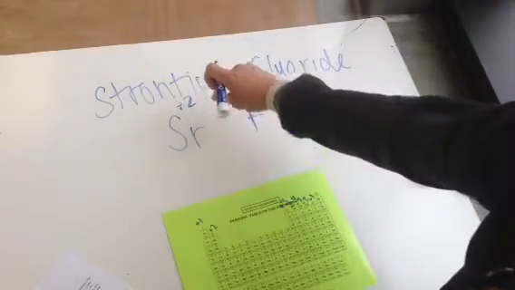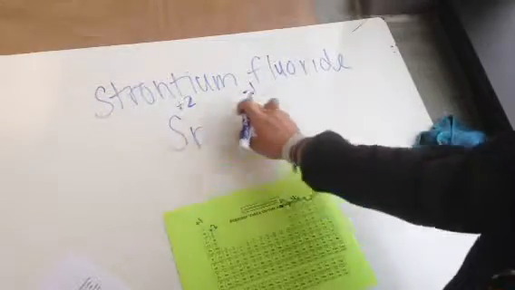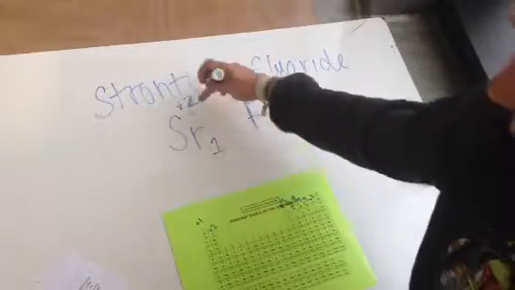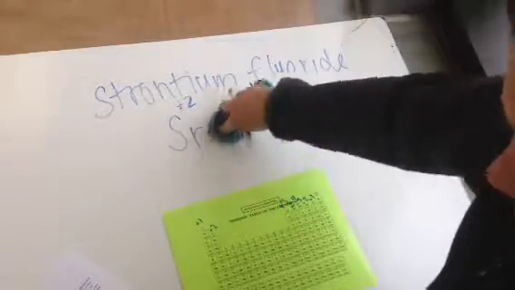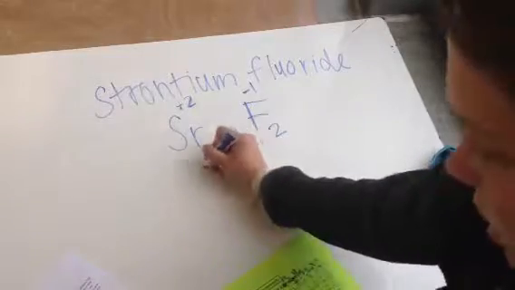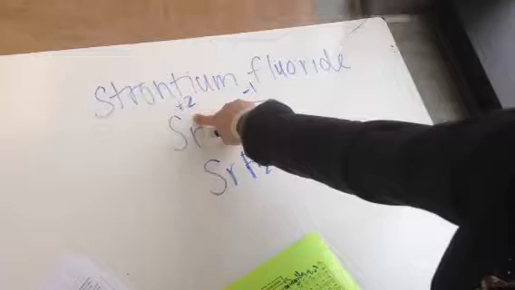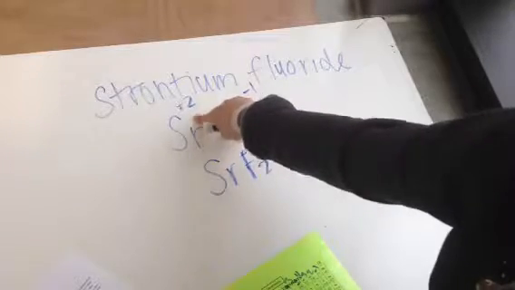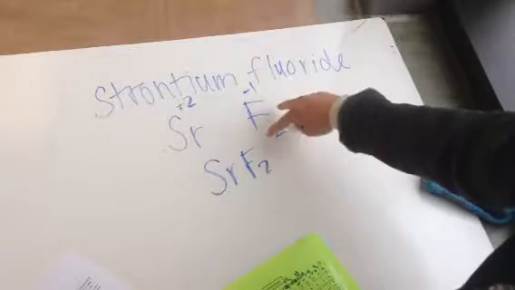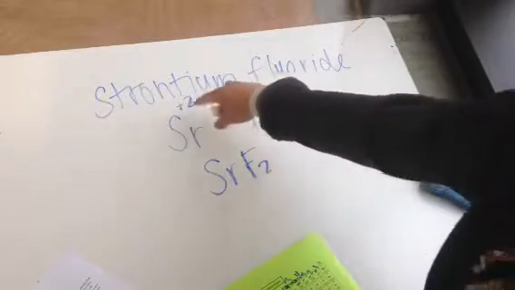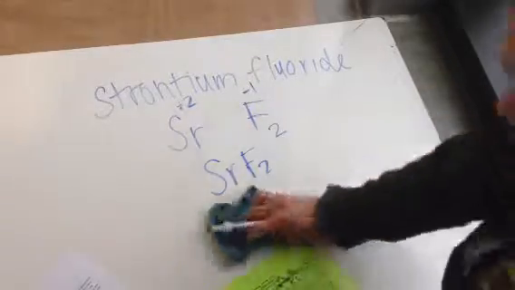And I think it's easiest to just crisscross the charges. So you're going to have Sr1 and F2, but you don't really need the 1 there. You can just leave it as SrF2, and that's because the charges have to add up to 0. So since strontium is +2, but F is only -1, you need 2 fluorines to cancel out the +2 charge of strontium. So your formula is SrF2.